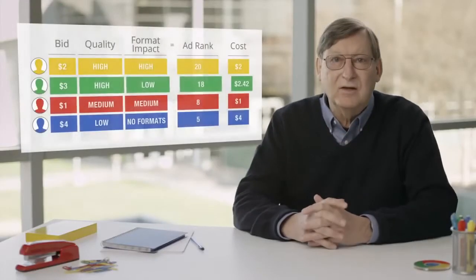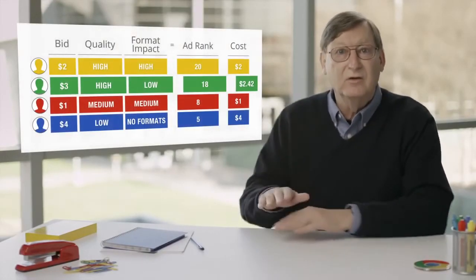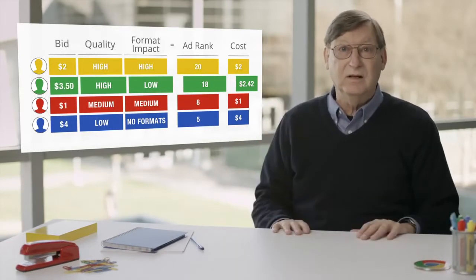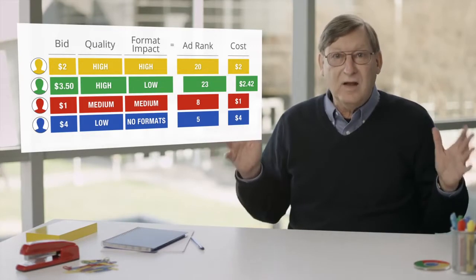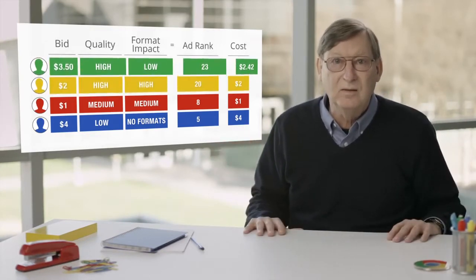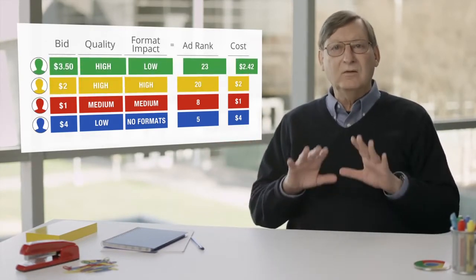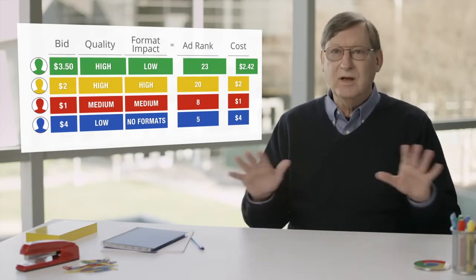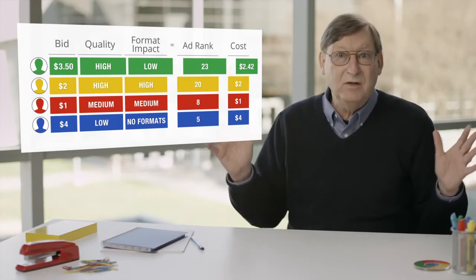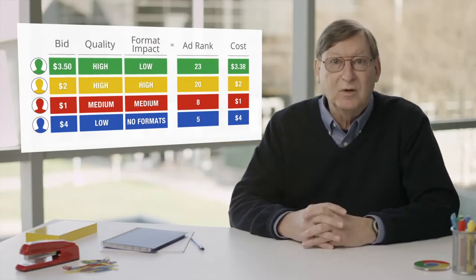Now imagine this advertiser wants to move to a higher position. So she increases her bid to $3.50. Now her ad rank goes up to 23. That's enough to give her the highest ad rank and to move her into position 1. And what does she pay? The amount that would be just enough to beat the ad rank of 20 below her. Assuming everything else stays the same, that might be, say, $3.38 in this particular case.